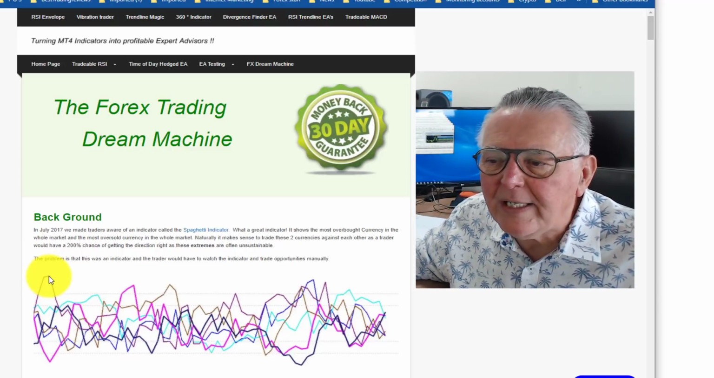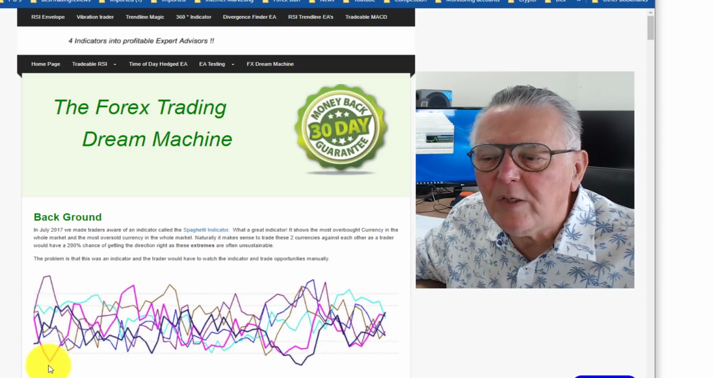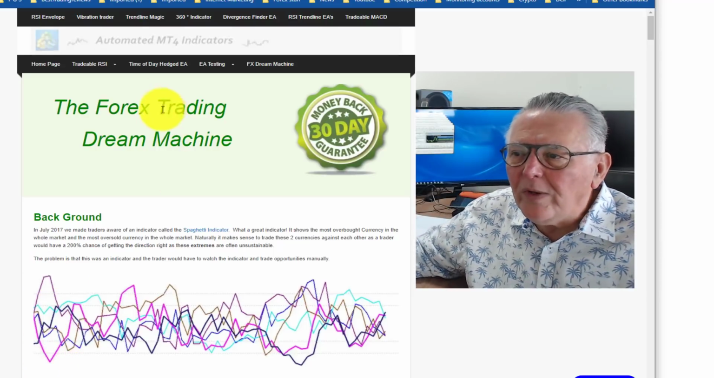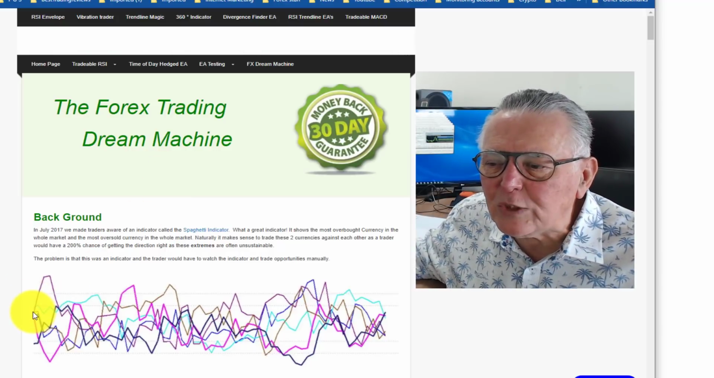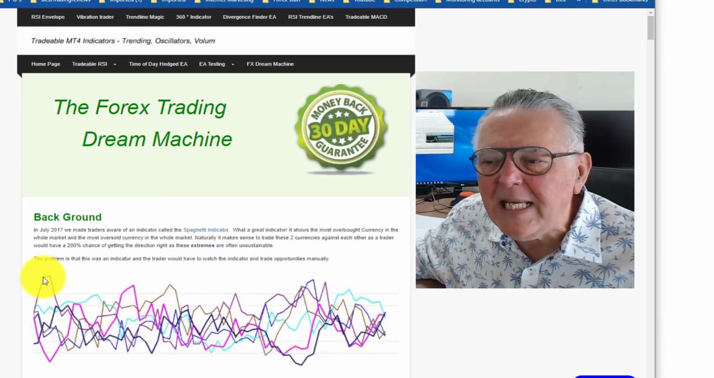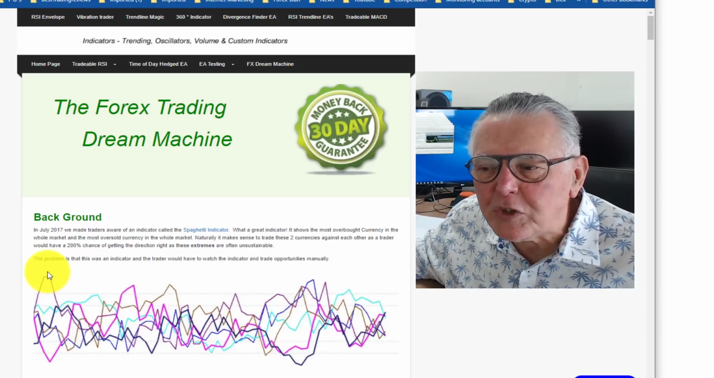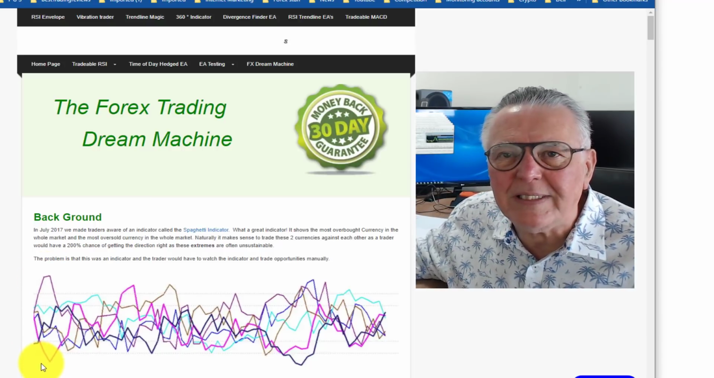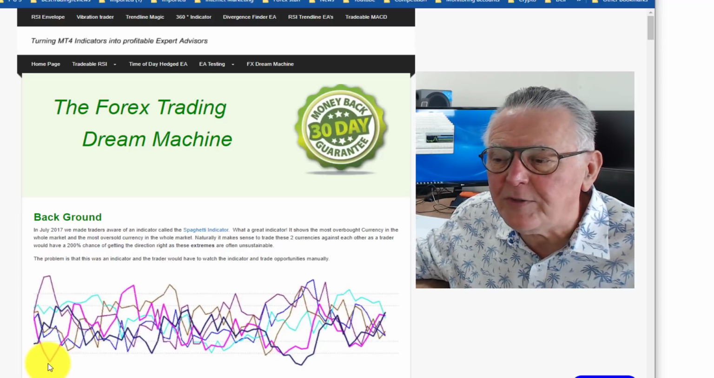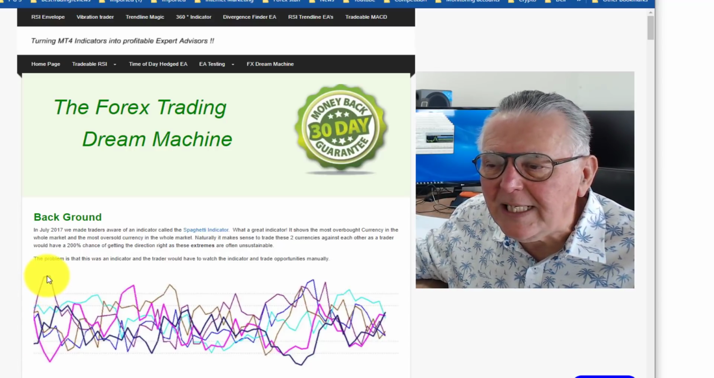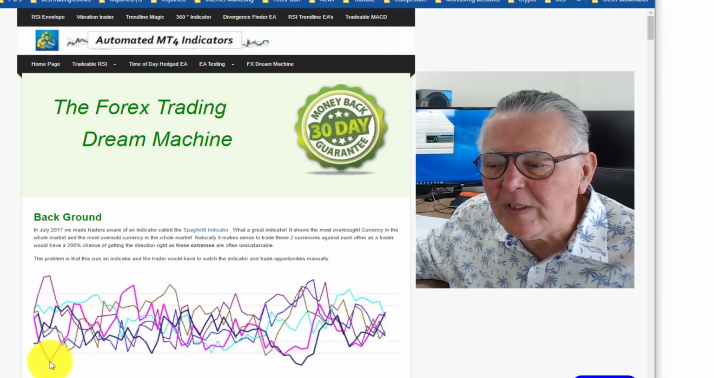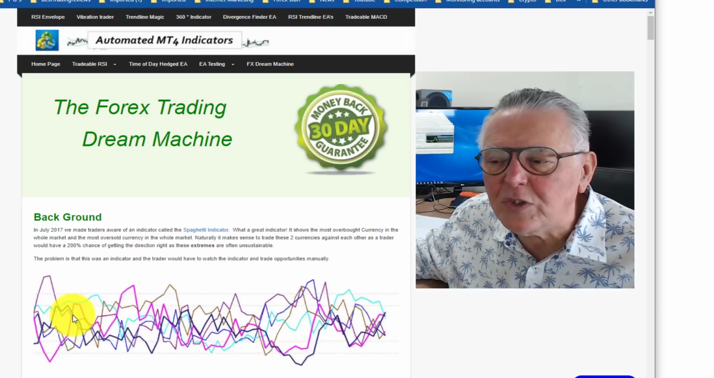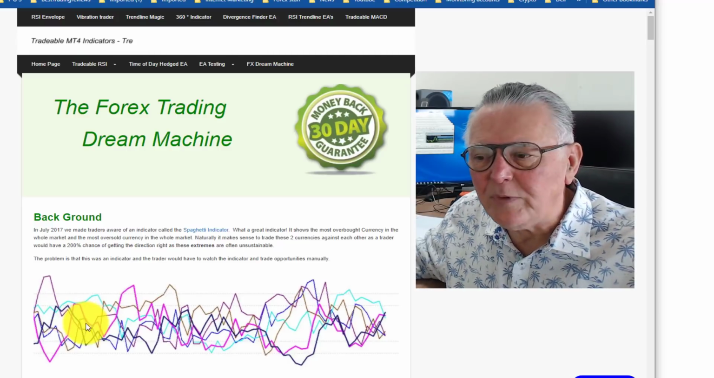When it's very high, it shows the strength. When it's very low, it's the weakness. So what the Dream Machine does, for instance, is it trades when you have a very strong currency and a very weak currency. It actually trades in the opposite direction, because as you can see, it never lasts. So the strong currency weakens and the weak currency strengthens, and sooner or later they come together again.